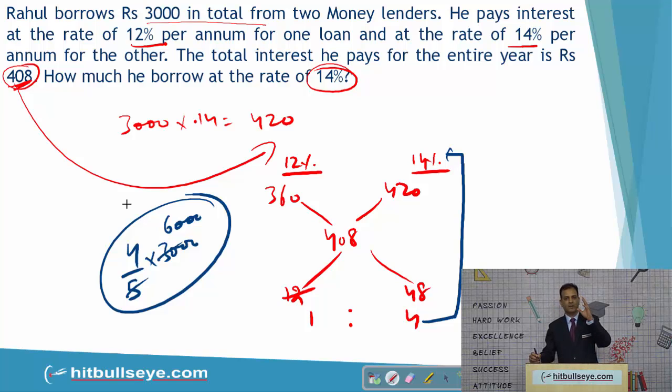Simply what we can think: 3000, 12%, 360 here; 14%, 420 here. In the center, what we are getting? 408, and then apply. Simply you can get the ratio. Options also, full method is there, but again for these things you should be well aware about the concept, how we can eliminate choices, why this is happening. Clear, friends? Now move to next question.